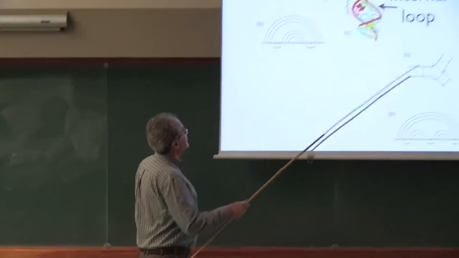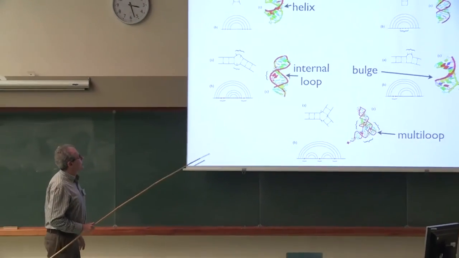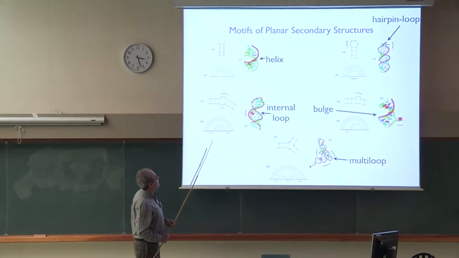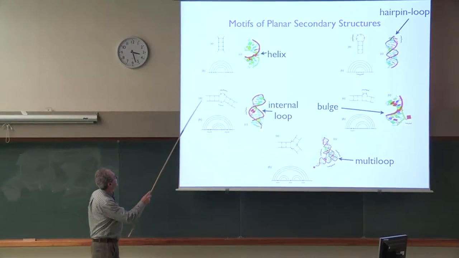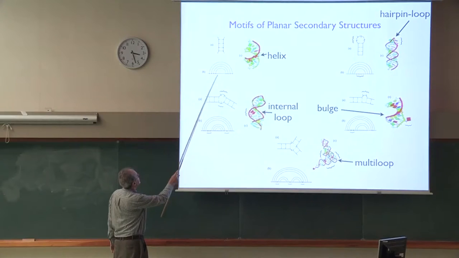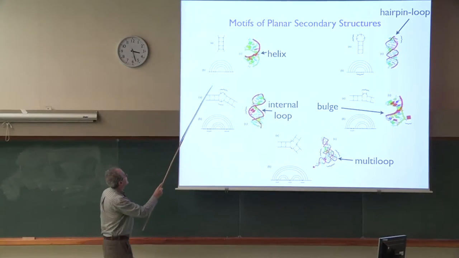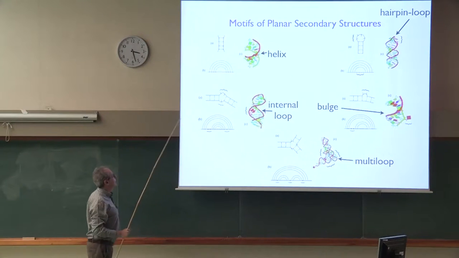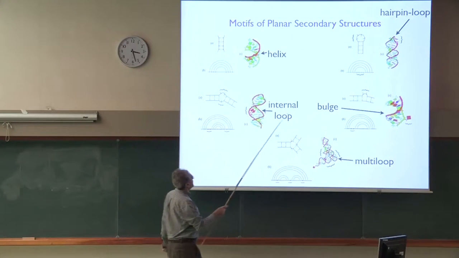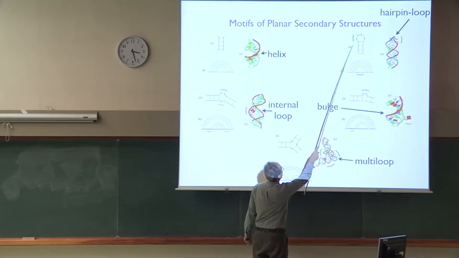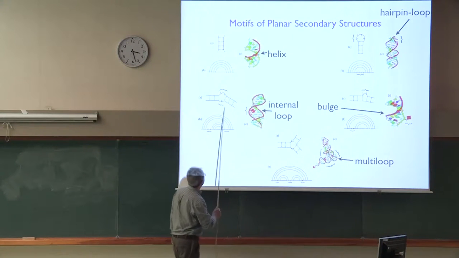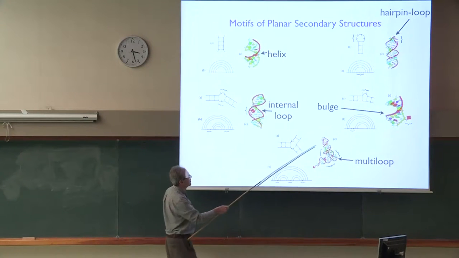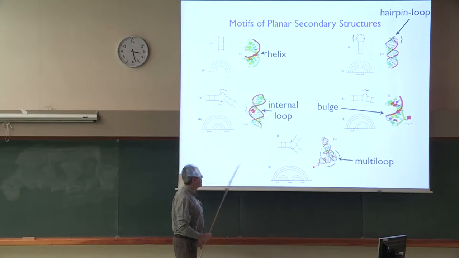So there are various motifs which appear in secondary structures, and I show here several planar motifs. When you have something like this in three-dimensional space, you can represent it also like this, and it translates actually into a helix like this. So this one translates into a hairpin loop. This one translates into an internal loop. This is called a bulge, and this is a multi-loop.